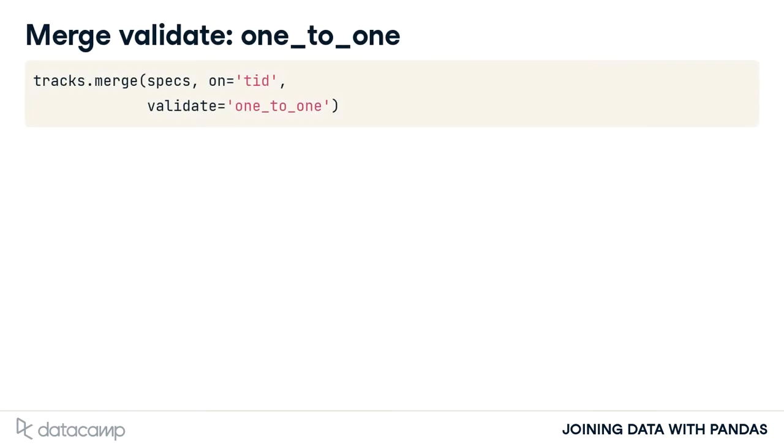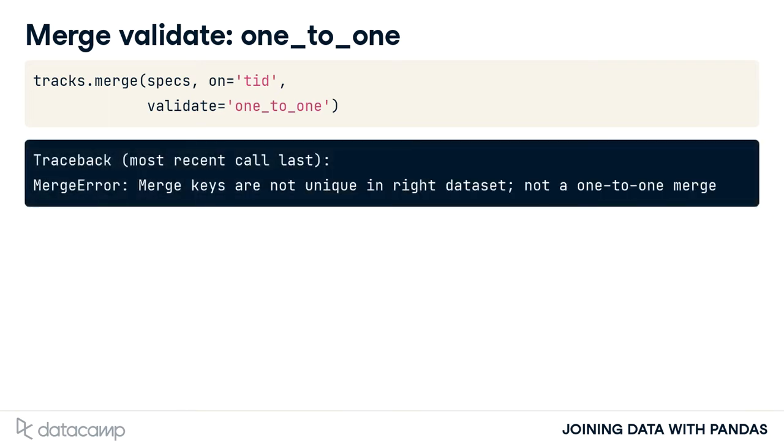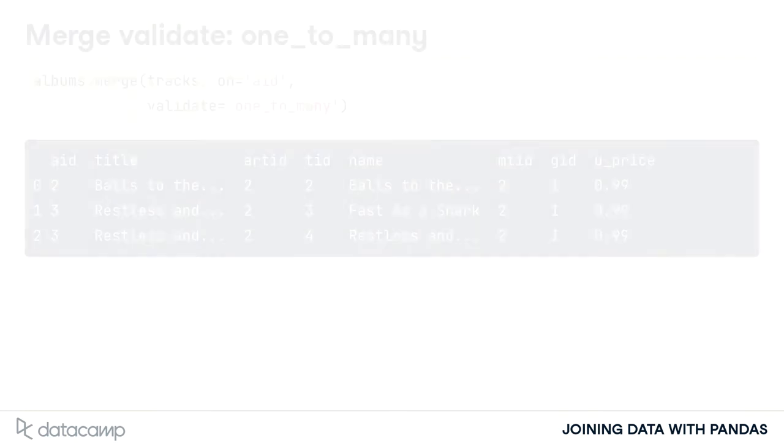Let's merge the two tables with the tracks table on the left and specs on the right. Additionally, let's set the validate argument equal to 1-to-1. In the result, a merge error is raised. Python then tells us that the right table has duplicates, so it is not a one-to-one merge. We know that we should handle those duplicates properly before merging.